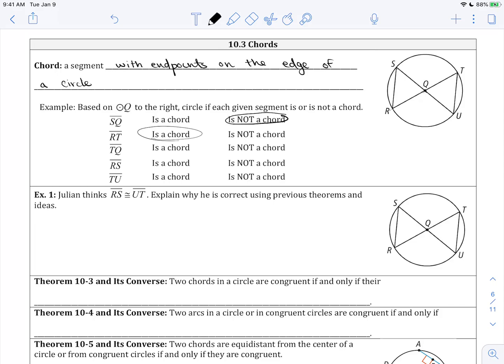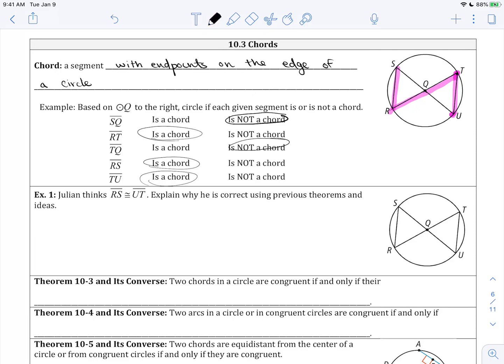TQ, again, T starts on an edge, but it ends in the middle, so that is not a chord. RS has an endpoint here and here, right? So both endpoints are on the edge, so that one is a chord. And then last one, TU, same thing. It has the endpoints on the edge of the curve, so that is also one. So we have three chords here: TU, RS, and RT. Okay, all chords.